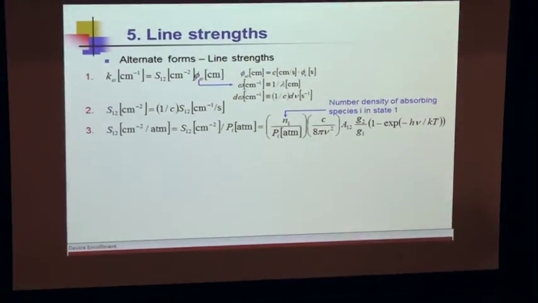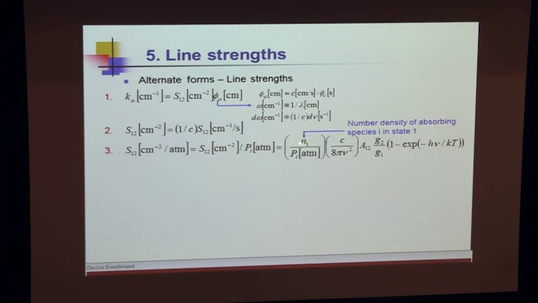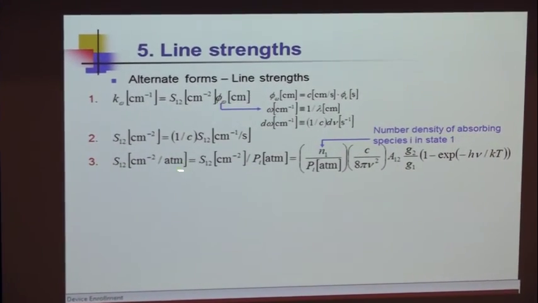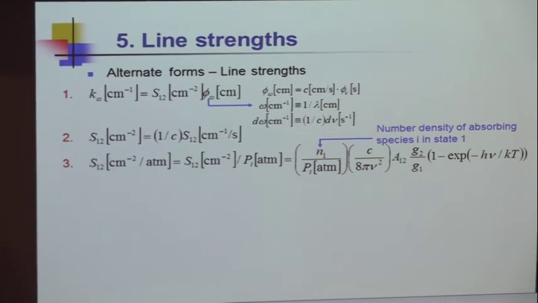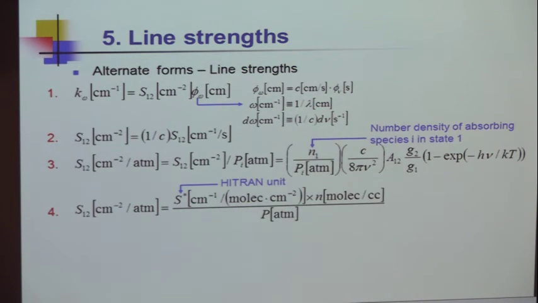S is always proportional to the number of absorbers in that state, N1. How do we get N1? We apply Boltzmann statistics to the total number density of that species. In the infrared, we tend to use units that look strange to you, centimeters to the minus 2 per atmosphere. Why, I don't know, but that's the way it's done in the infrared. You have to be very careful because the temperature dependence that's implied in these different expressions is off by 1 over T, because P equals NKT. So you have to be careful about the units, especially when you try to scale.